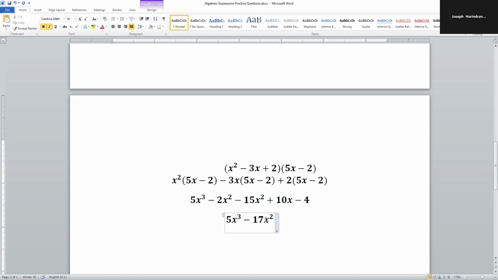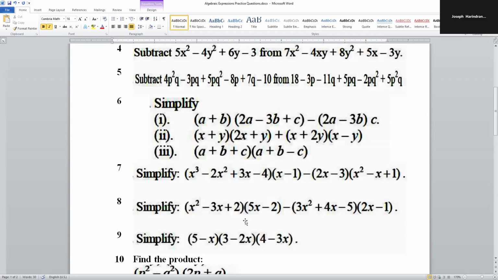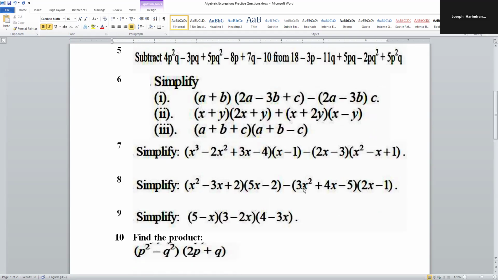This is the worksheet. There are 10 questions in this. Carefully go through this. Pause the video if you have a doubt anywhere. You can just pause it anywhere and then go ahead. And finally, the 10th question. 5th to 10th questions are being displayed here.